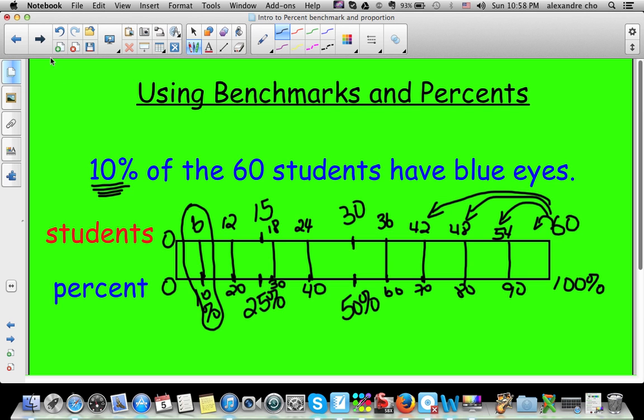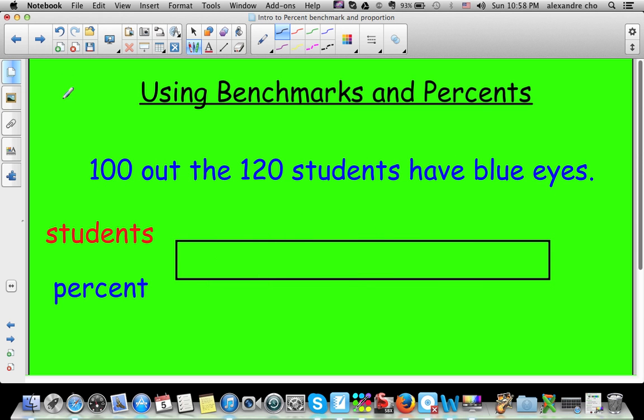Next one. All right, copy. Try doing this on your own. And I'll just set this up for you guys over here. That's 0 students. This is 120 students. And 0%, and that's 100%.